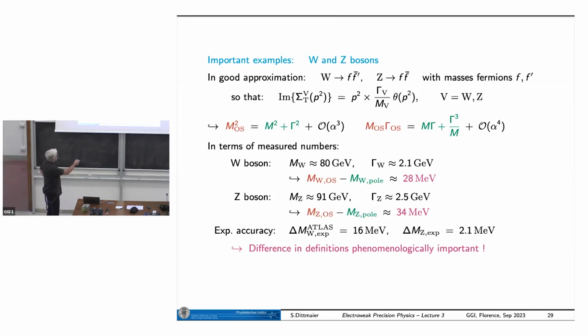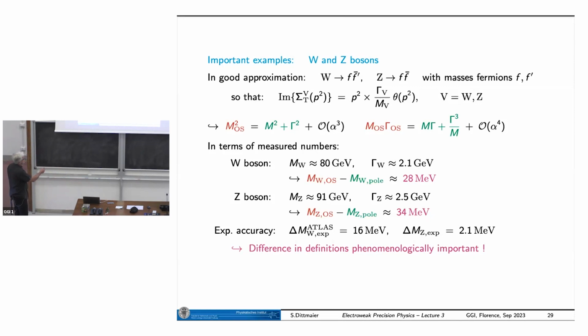For example, you get differences in the W boson mass of 28 MeV and differences in the Z boson mass of even more than 30 MeV. And both are larger than the corresponding experimental accuracies. So this really matters. So when experimentalists do their fit to resonances, they have to tell you what kind of parameterization of the resonance they use, because I think I made this explicit on the next slide.